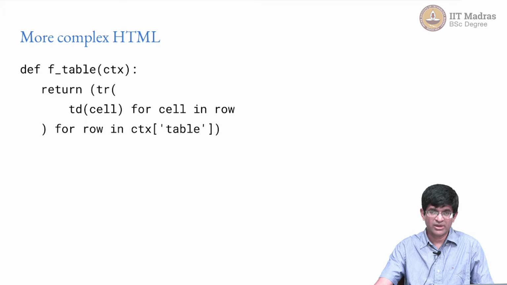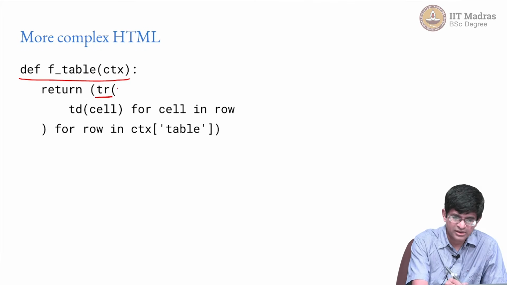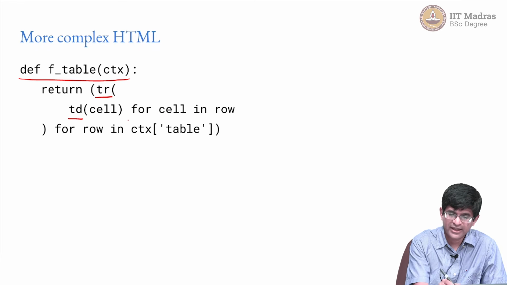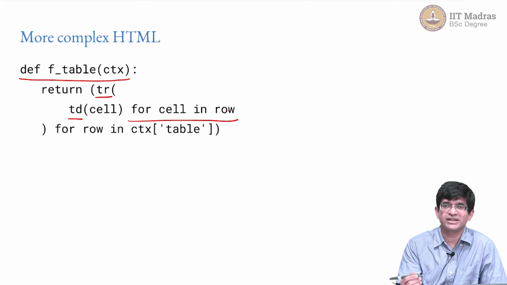Now the nice thing about programmatic HTML generation is that you could do something more fancy. This is an example from the website of PyHTML. You can define a function that is basically going to return table rows with table data by iterating. So this for cell in row is essentially Python code. It's basically TD of cell for cell in row, which is what's called a list comprehension in Python.